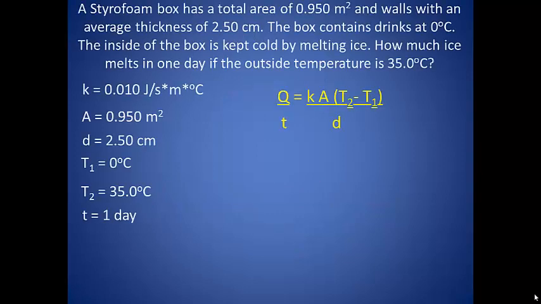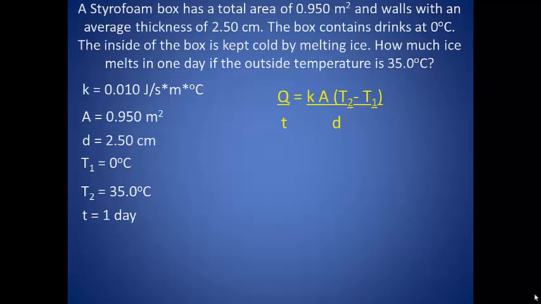Suppose a styrofoam box has a total area of 0.950 meters squared and walls with an average thickness of 2.5 centimeters. The box contains drinks at 0 degrees Celsius. Inside of the box is kept cold by melting ice. How much ice melts in one day if the outside temperature is 35 degrees Celsius?